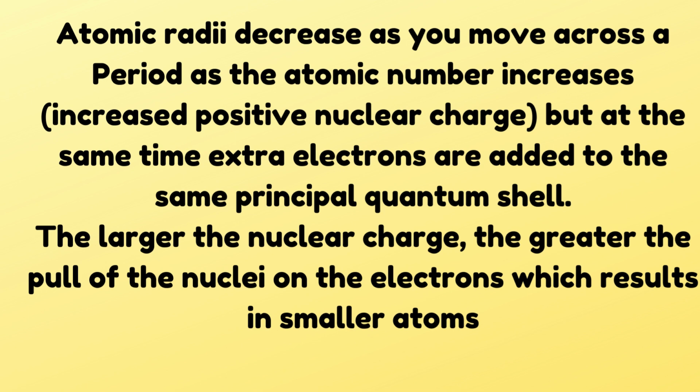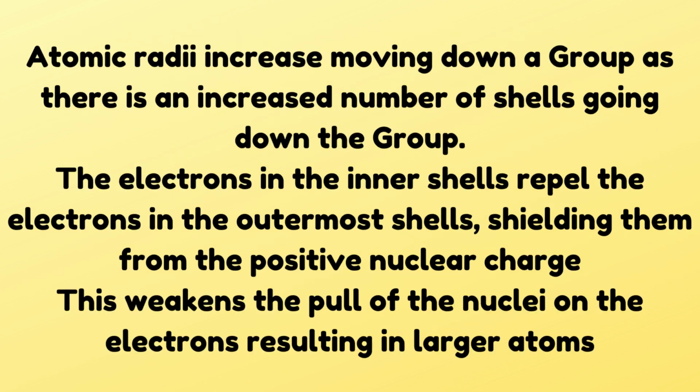Now the next one, atomic radii increase moving down a group. So here, there is an increased number of shells going down the group. They are in different periods. That means different shells. First shell, second shell, third shell, fourth shell. So even though the nuclear charge is increasing, the shell number is increasing. So the electrons in the inner shells repel the electrons in the outermost shells, shielding them from the positive nuclear charge. This weakens the pull of the nuclei on the electrons, resulting in larger atoms. That's how the size increases.